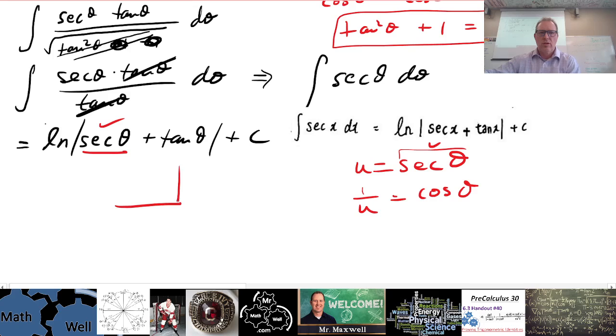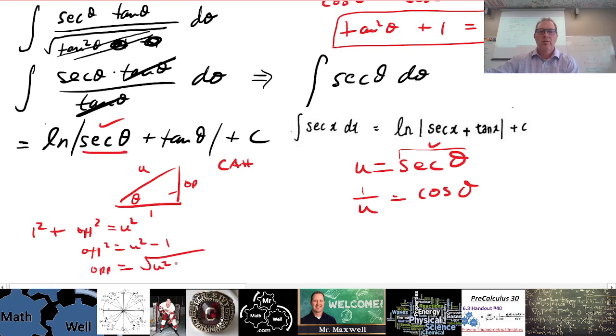So again, use your little triangle. If this is theta, and cos is 1 over u, that's 1 here and u here, right? Adjacent over hypotenuse. So CAH, TOA, adjacent over hypotenuse, 1 over u. And so if that's the case, 1 squared plus this opposite side squared is supposed to equal u squared. So opposite side squared is u squared minus 1. And so the opposite side is the square root of u squared minus 1. So now we're getting somewhere.